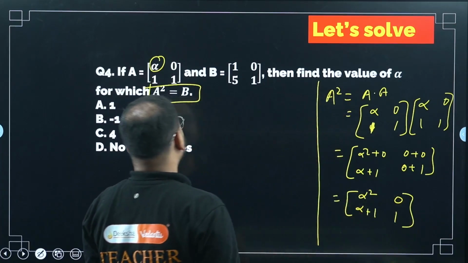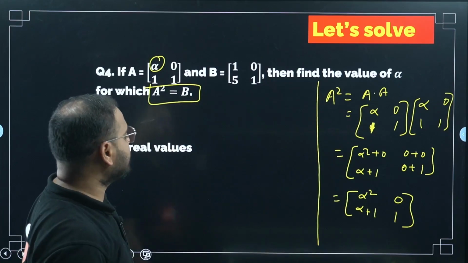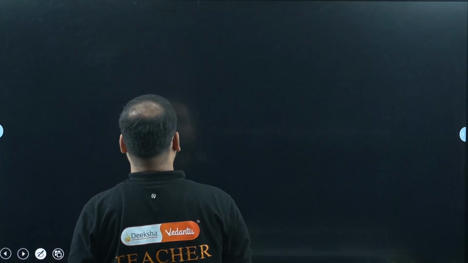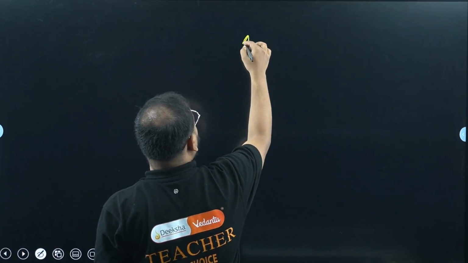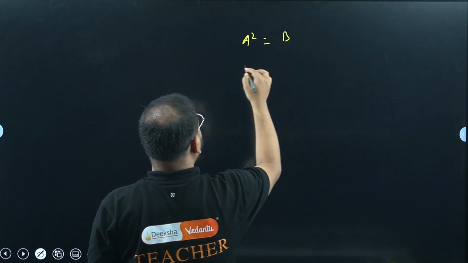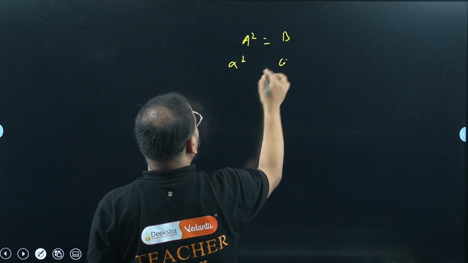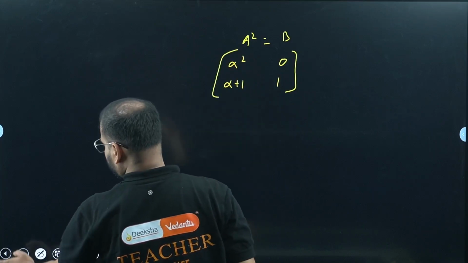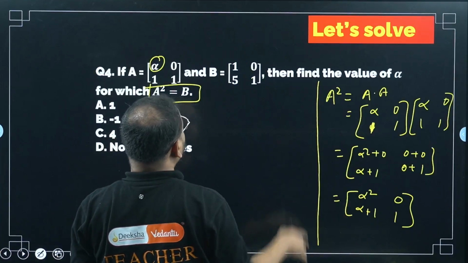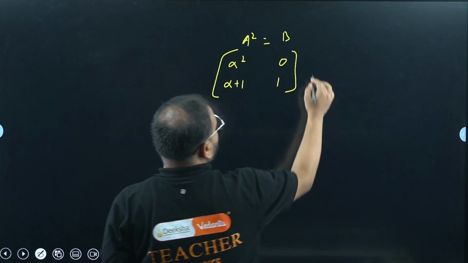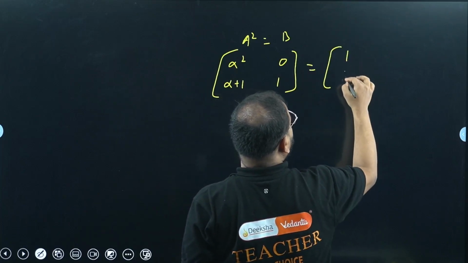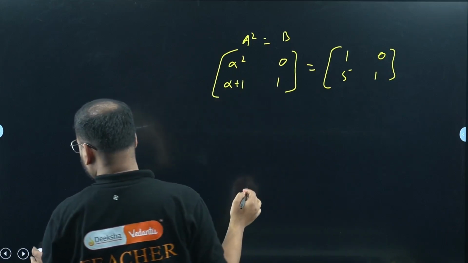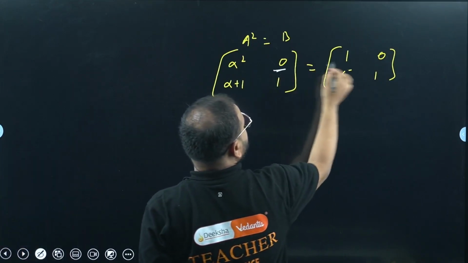This is my A square. They're saying this is equal to B. Let's check, so what is B? They are saying that A square equals B. So alpha square 0, alpha plus 1, 1 is my A square, right? It is equal to [1 0; 5 1]. So we can see this part is equal.